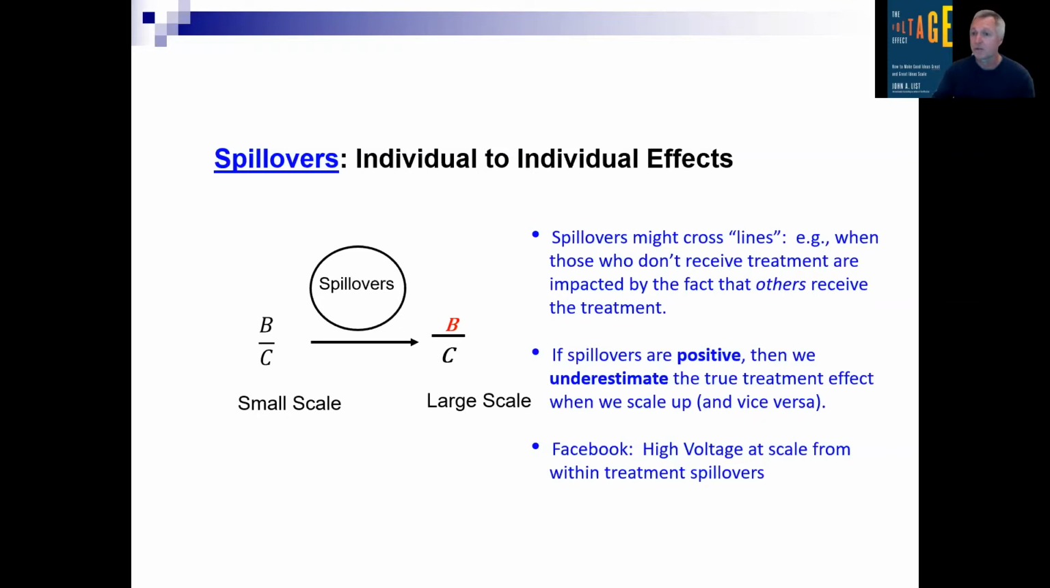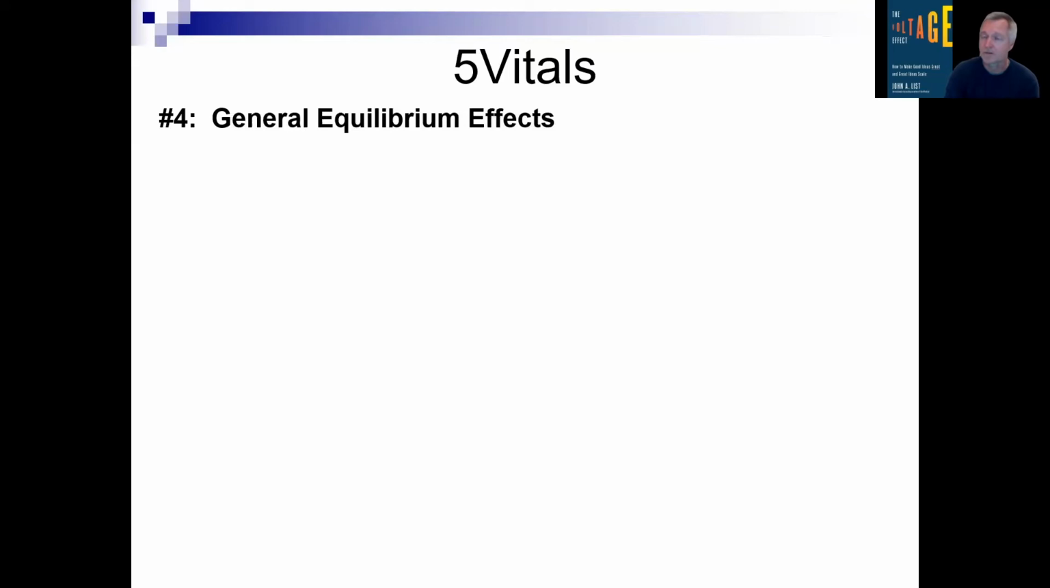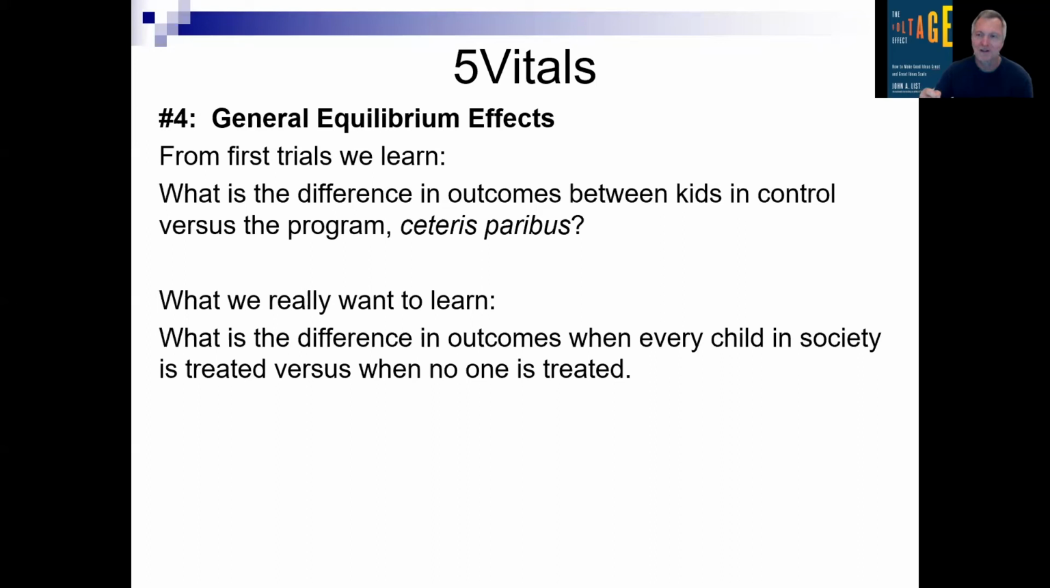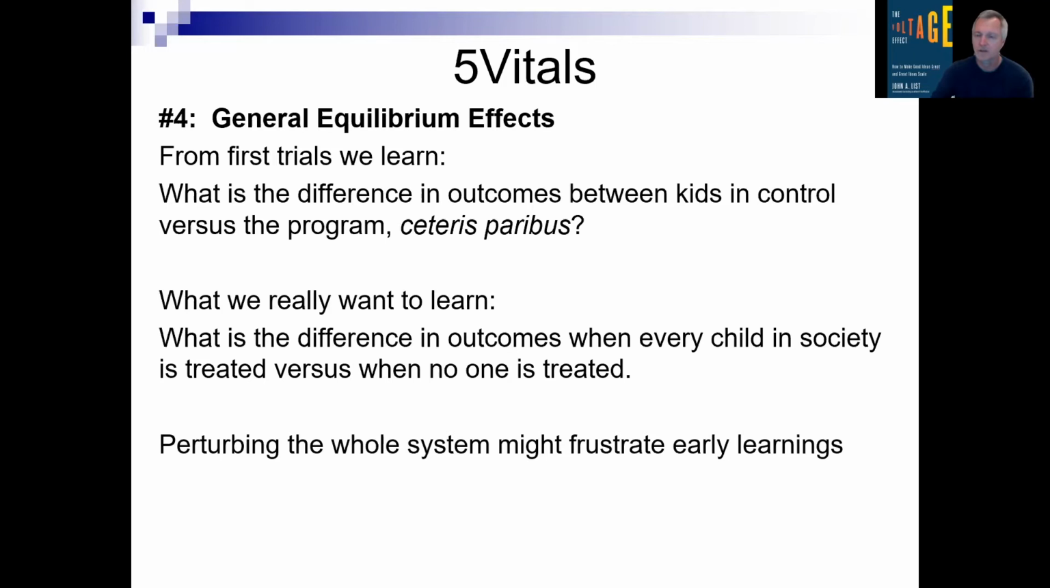Now, the other half of that is what economists call general equilibrium effects. Now, here, what we typically do is we go ahead and get a group of students. We put some of them in treatment, some in control. And then we say, here's the result, ceteris paribus. That's great for a test of theory, but it's actually really not what you want to learn when you scale something. What you really want to learn is, what are the differences in outcomes when every child in society is treated versus when no one is treated? That's really what we want to know when we scale something. Why? Because perturbing the whole system can be very different than what you observe when you do it on a small scale.